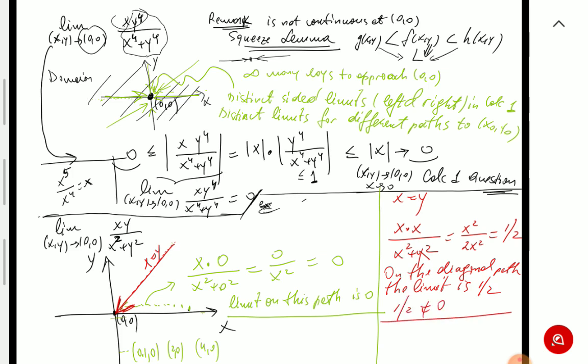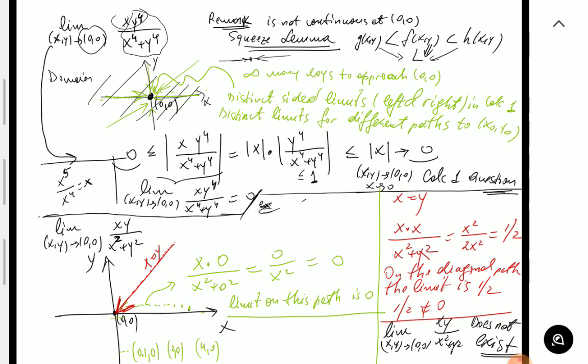We found two paths for which the limit is distinct. It depends on the path, in other words. That means the limit of the original function does not exist.